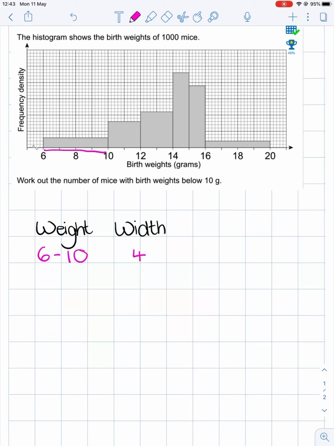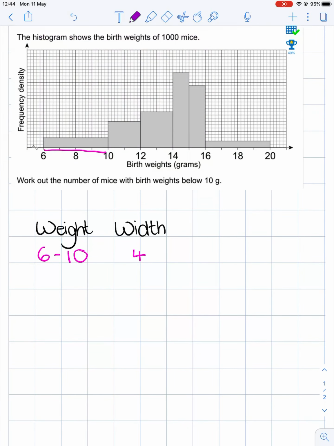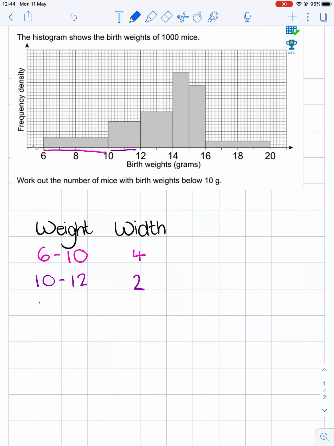Another word for that would be the range. The range from 6 to 10 is 4. If I move on from there, I've got 10 to 12. That's a narrower bar. 10 to 12 is just 2 in width. Then we've got 12 to 14. Again, that's a width of 2.